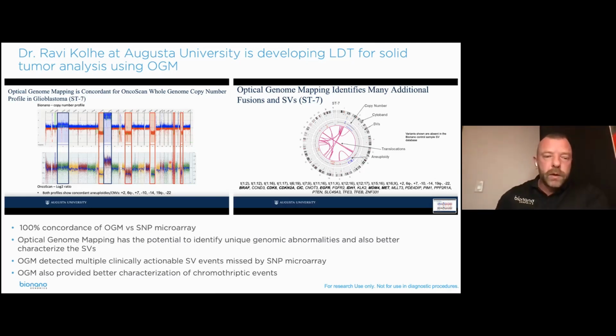So Dr. Kohli concluded that there was 100% concordance between genome mapping and the standard of care array, and that it has the potential to identify unique genomic abnormalities that are missed by these other methods and better characterize the SVs that are detected. And it also provides a better characterization of chromothriptic events like the ones I've shown you a minute ago.